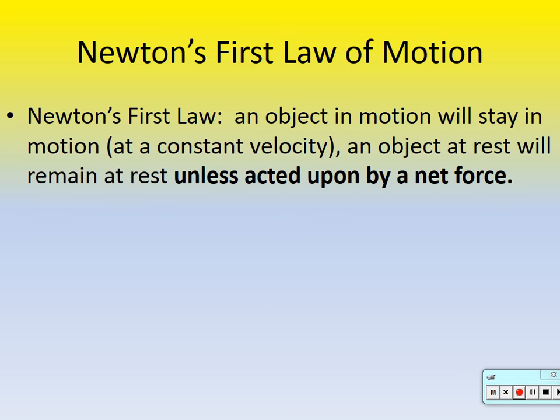So let's talk about Newton's first law of motion. You're supposed to write it, are you not? Yes. Okay. So Newton's first law says that an object in motion will stay in motion. Its motion will be at constant velocity, and an object at rest will remain at rest. But here's the kicker: unless it's acted upon by a net force. So it's going to stay at rest, or it's going to stay in motion, unless it's acted upon by a net force.